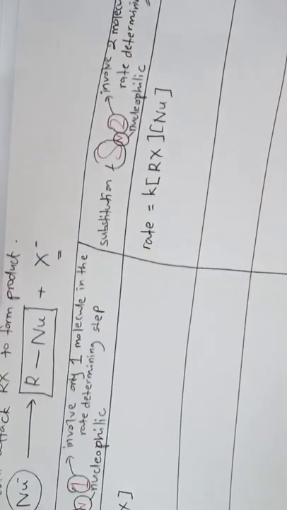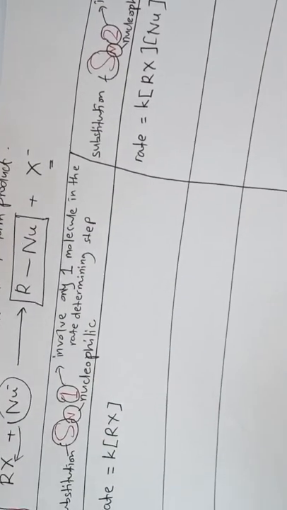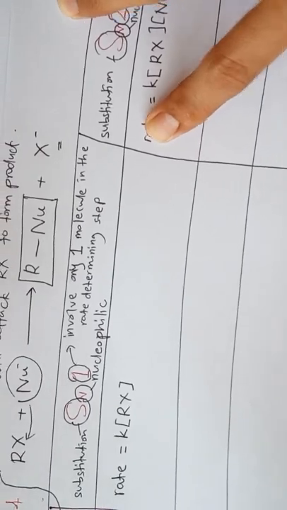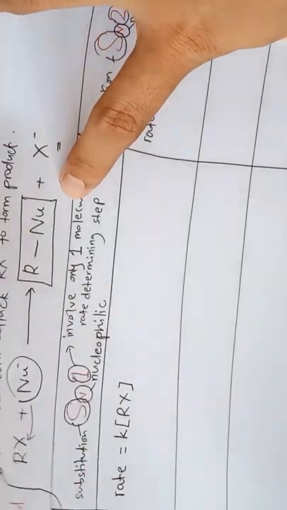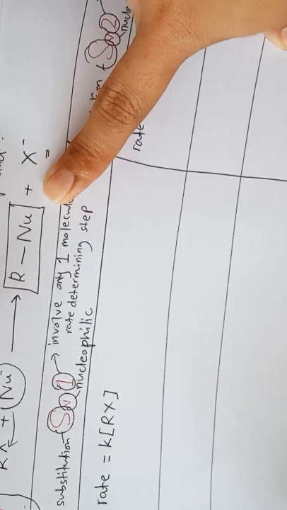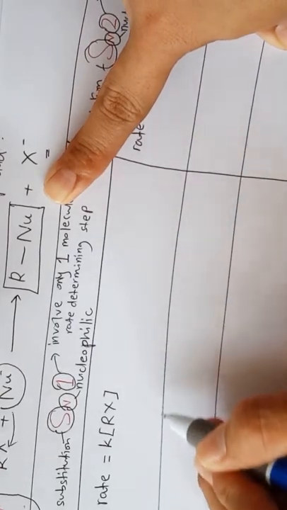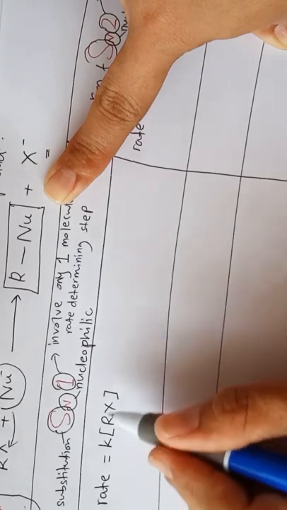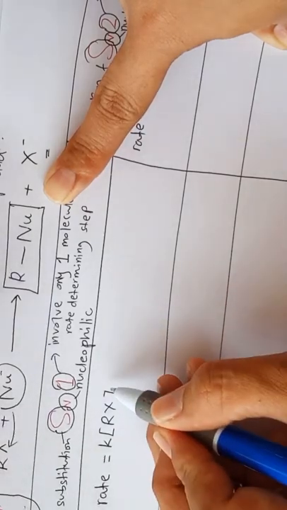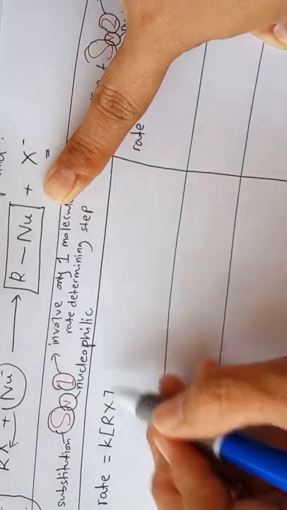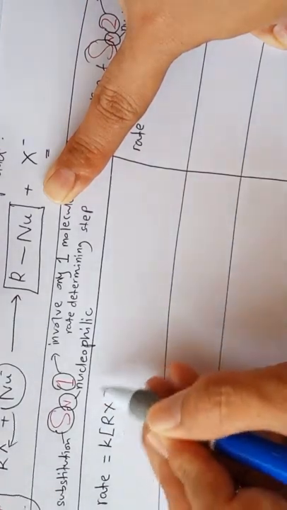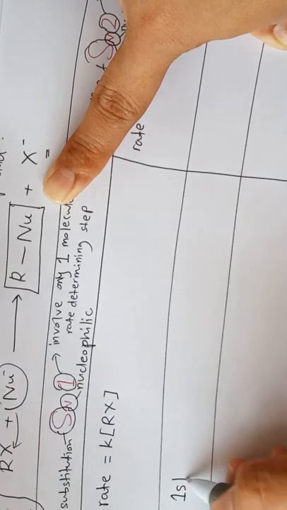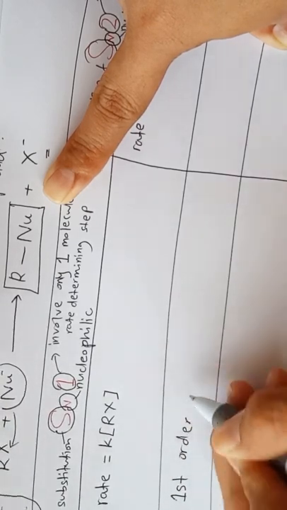Based on this rate law, how do we determine the order of reaction? If we look at the rate law for the SN1 mechanism, it only involves the haloalkane. Because we only involve one molecule here, the order of reaction will be a first order reaction.